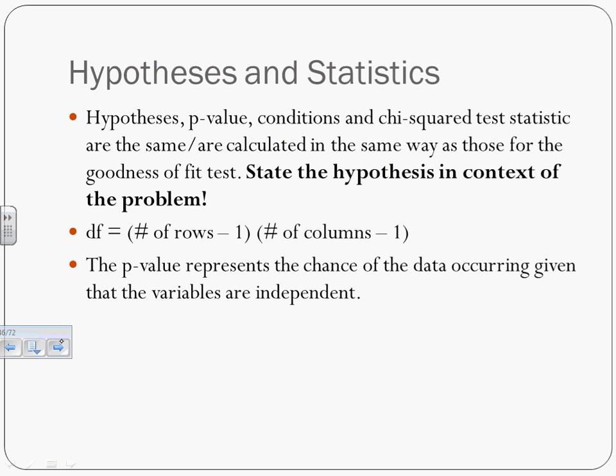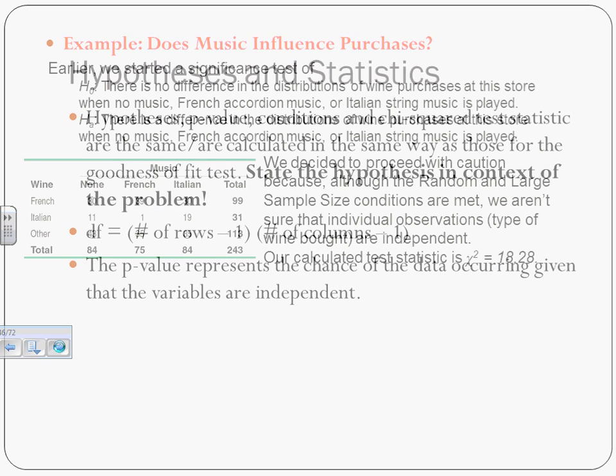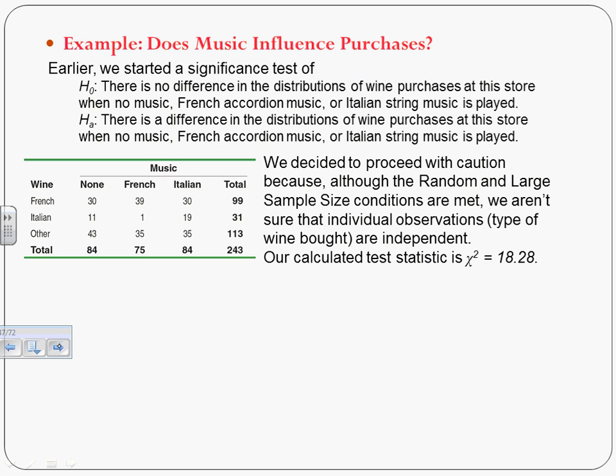Okay, here it is just again. Make sure you state the hypothesis in context of the problem. So the p-value represents the chance of the data occurring given that the variables are independent. So let's look at this example.